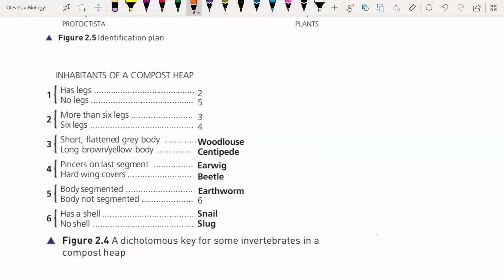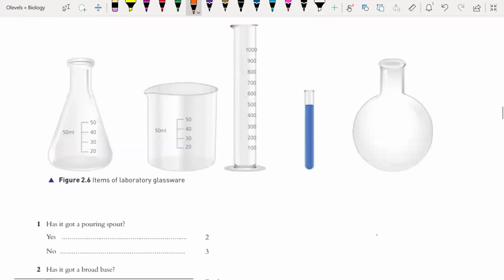What if that invertebrate doesn't have legs? Then you have to move towards key number 5. In that case, if its body is segmented, then it's an earthworm. And if its body is not segmented, then you have to move towards 6. That means if it has a shell, that's a snail. And if it has no shell, then that's a slug, right? Right, ma'am. Okay. I hope that was clear.